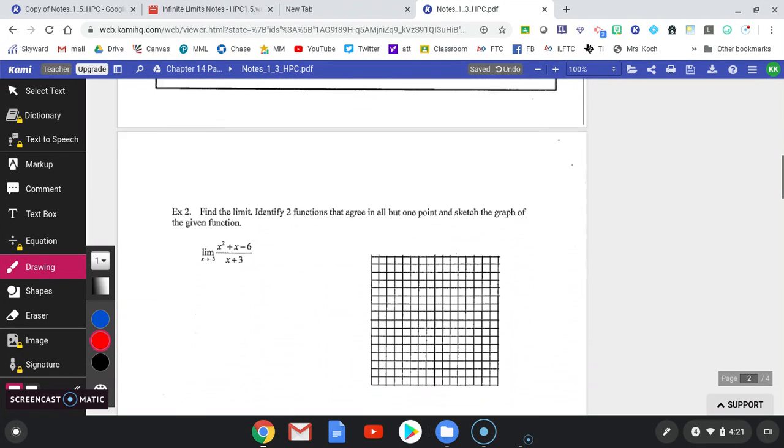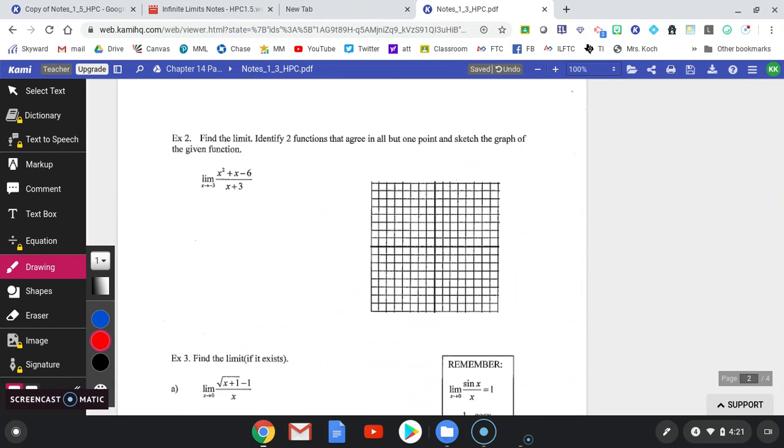So in the next example, they want me to find the limit, identify two functions that agree in all but one point. So there's that terminology again. So once again, just go ahead and pause this, work through this problem, take a look at the graph, and then we'll summarize the two functions that agree in all but one point.